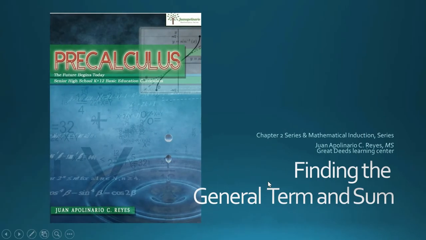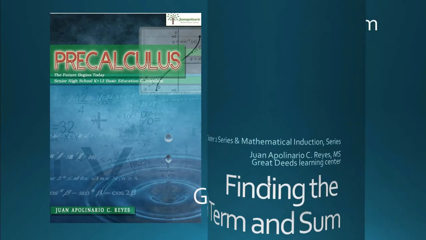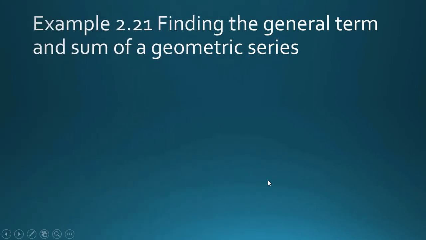Finding the general term and sum of a geometric series. Example 2.21. So this is a series, a geometric series. Again, why do you call it a geometric series? Well, because it is a sequence of partial sums.